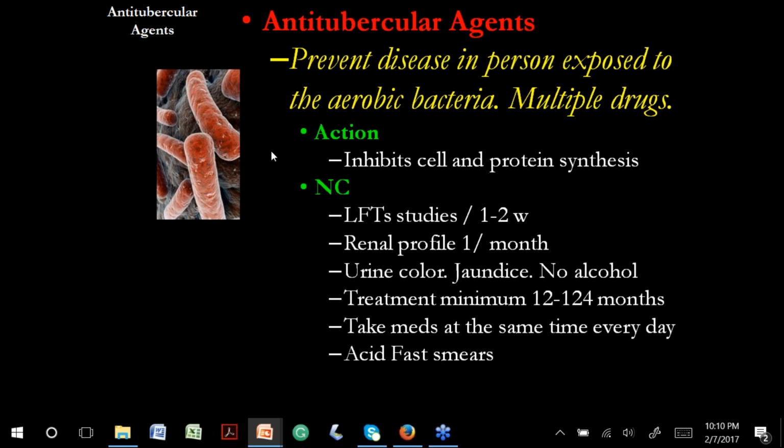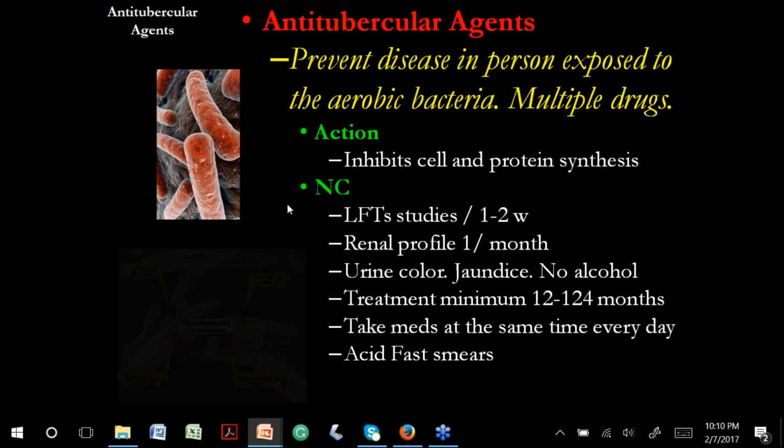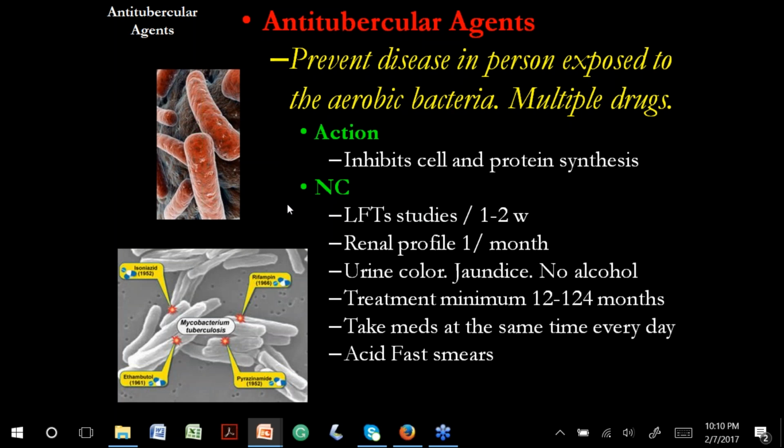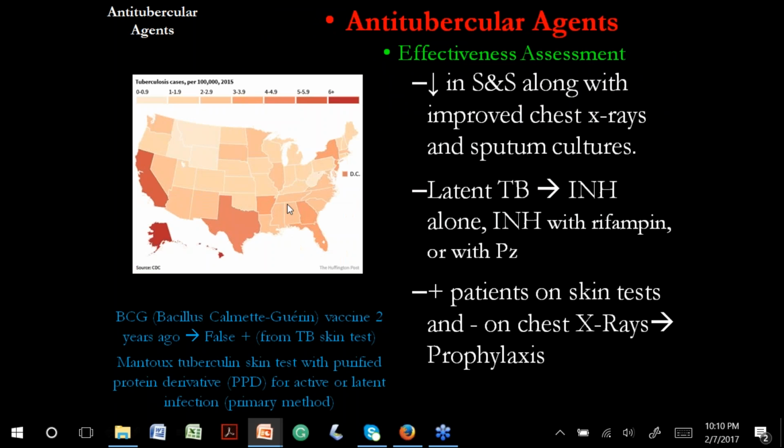So let me keep going. Okay. So the sputum cultures. That is what I want to remark.